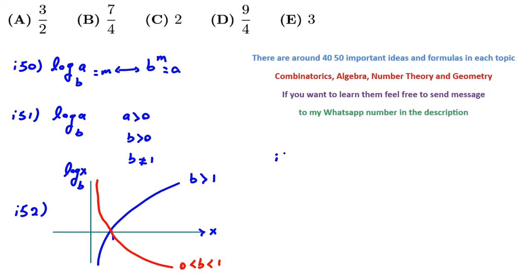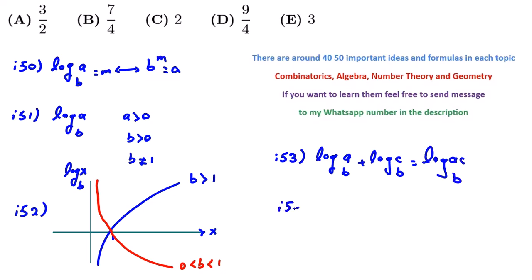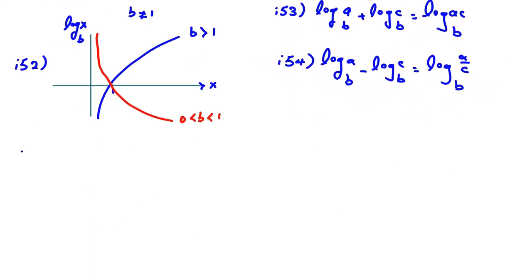Idea 53: if we have log a to the base b plus log c to the base b, then it is equal to log ac to the base b. Idea 54: log a to the base b minus log c to the base b is equal to log a over c to the base b. Idea 55.